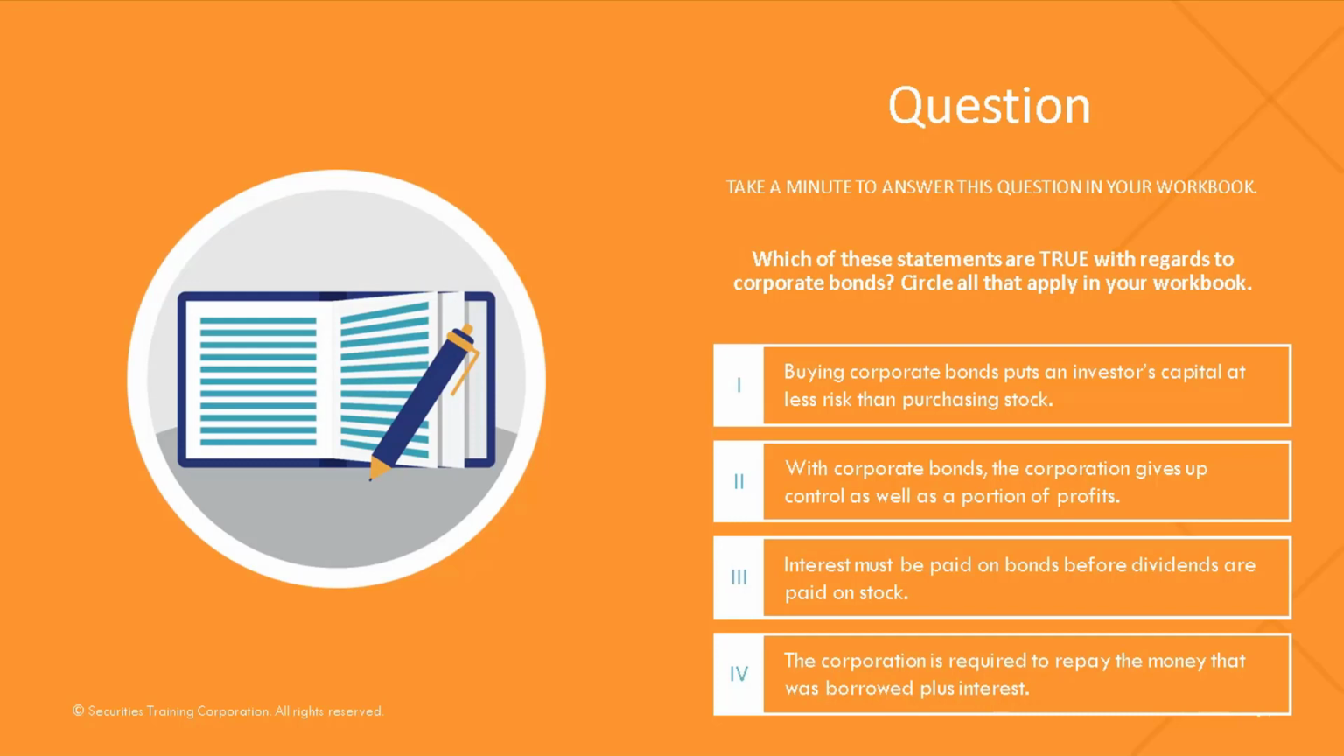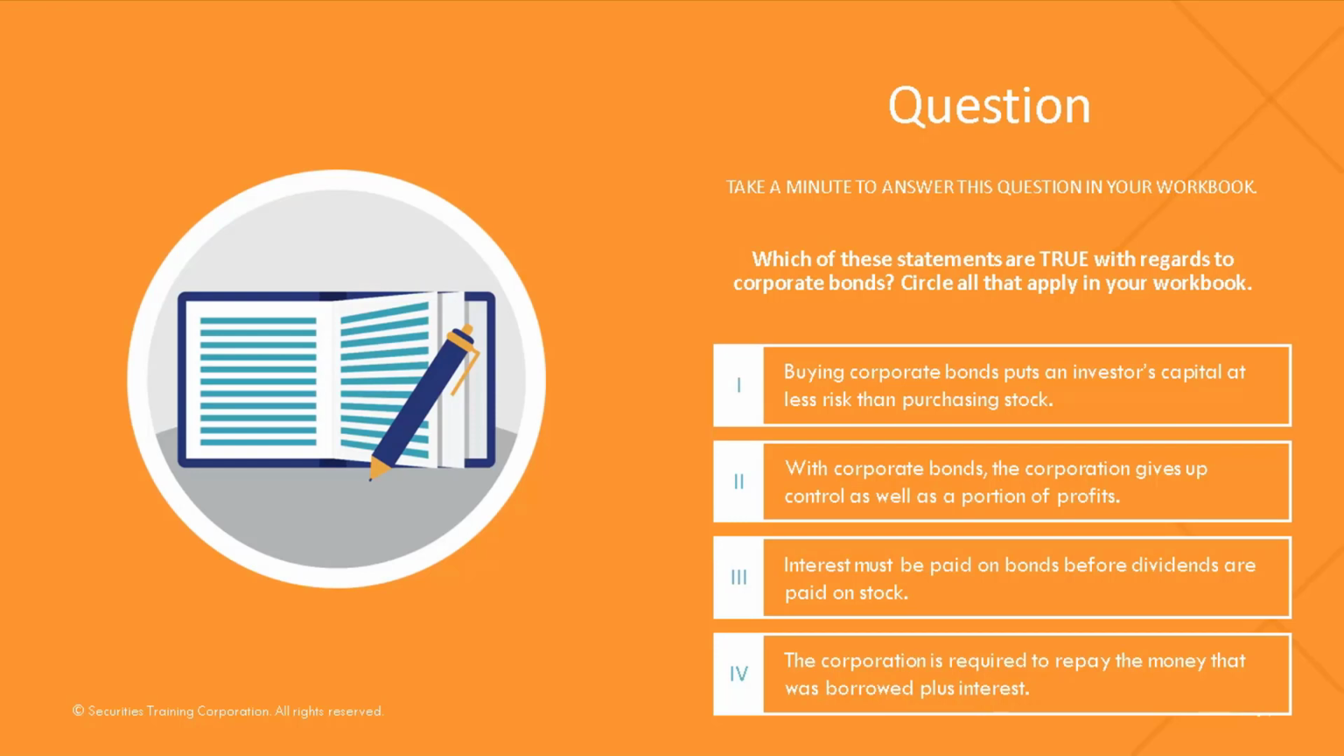Okay, so let's look at the statements one by one and ask ourselves, is it true? Statement number one. Buying corporate bonds puts an investor's capital at less risk than purchasing stock. Would that be true? That would be true. You will be repaid par value at maturity. Bonds generally don't fluctuate as much in price. If the company goes under, you are higher in the liquidation proceedings.